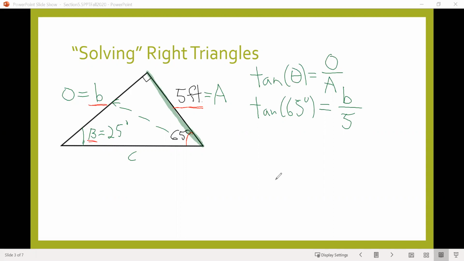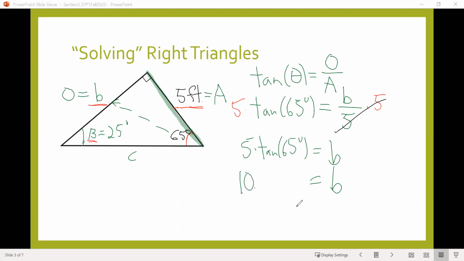Now we can simply solve for b, so we'll multiply by 5 on both sides. These cancel, so then we have that b is equal to 5 times the tangent of 65 degrees. To find the approximate value for b, we can plug 5 times tan 65 into our calculators. Make sure when you do this that your calculator is set to degrees mode. If you're not sure if it is or how to do that, please let me know. I can help you do that.